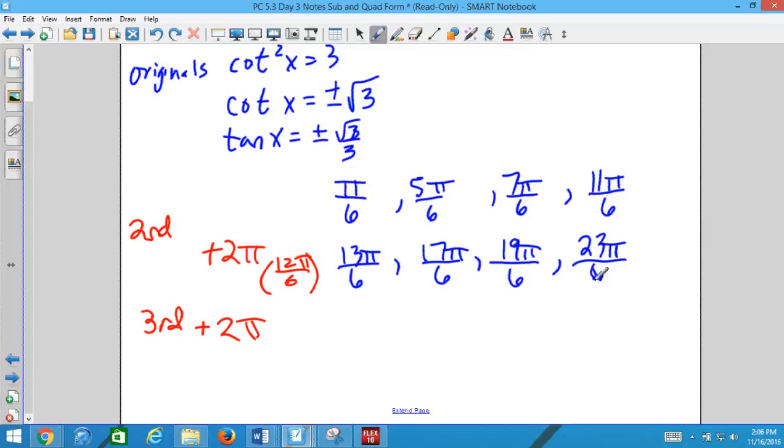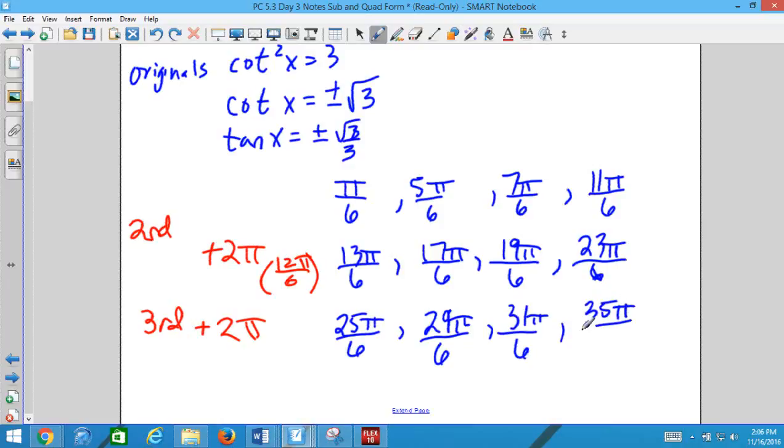Then I'm going to do my third cycle. I'm going to add 12 plus 13 and get 25 pi over 6. And then 29 pi over 6, right? And then 31 pi over 6. And 35 pi over 6. Those are the originals.